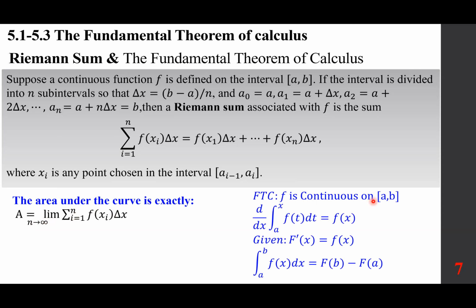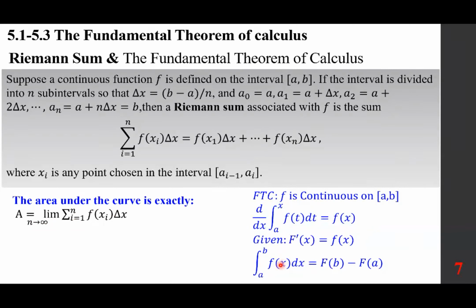So f is a continuous function in the closed interval of a to b, d/dx of the integral from a to x of f(t) dt is f of x. This is one of the FTCs, which simply put means if you integrate and then differentiate, they undo each other, they give us the function back.